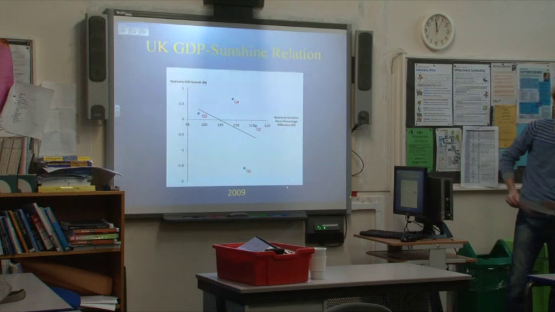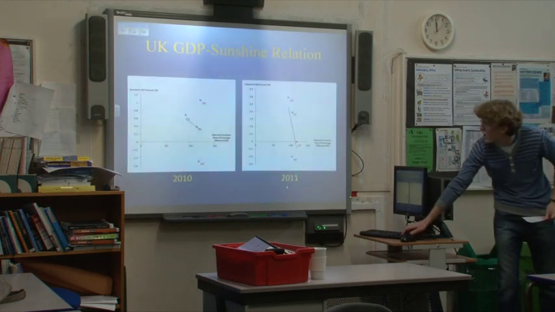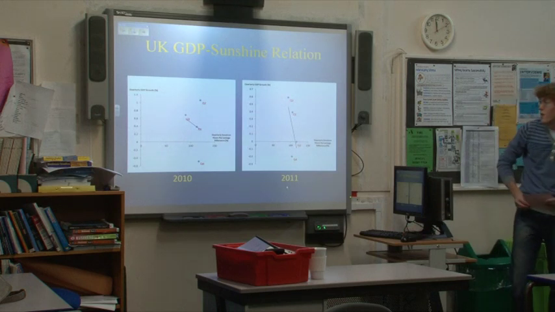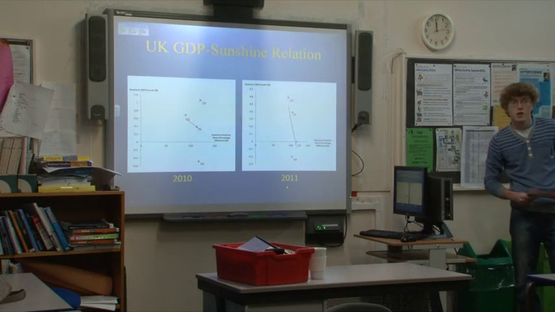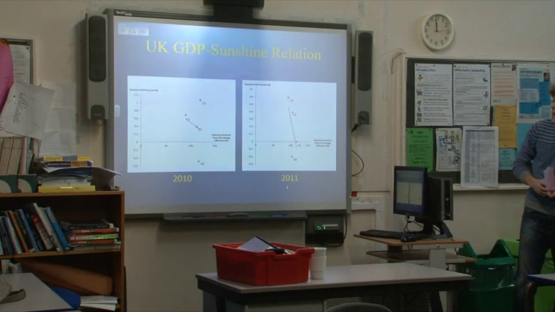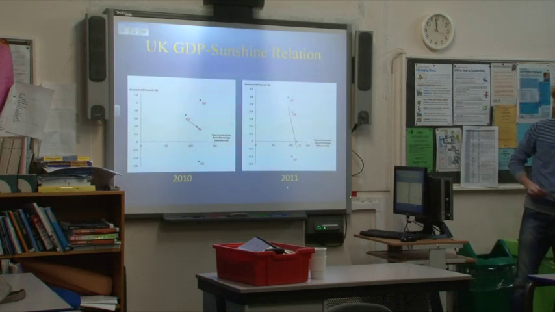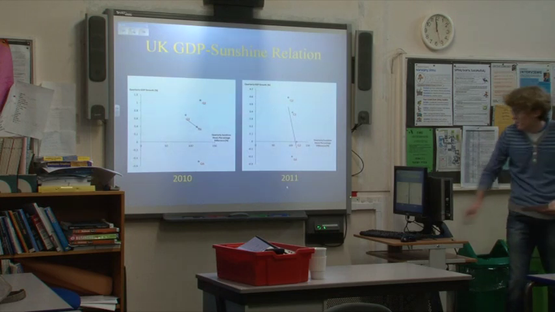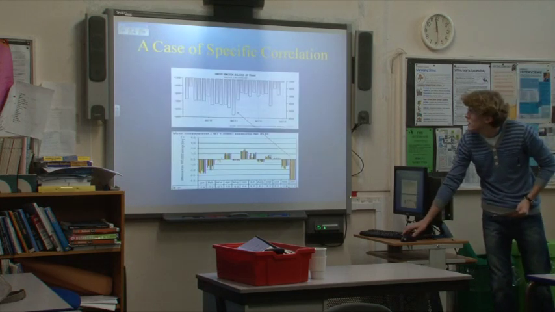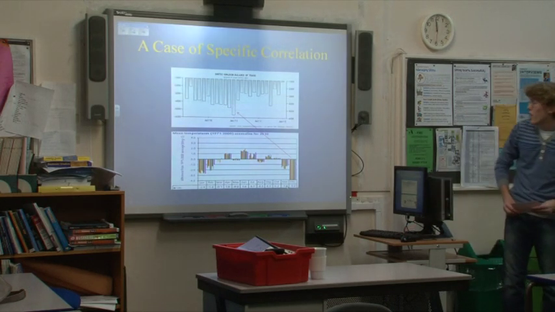UK GDP sunshine relation. In all 3 years, as you can see, 2009, 2010 and 2011, the figures actually showed that when there was more sunshine, the growth of the economy actually decreased. So that would suggest that, even though education and awareness has been raised and money's been spent on that as a section of the economy, the actual growth is not apparently related to it. This is a case-specific correlation.